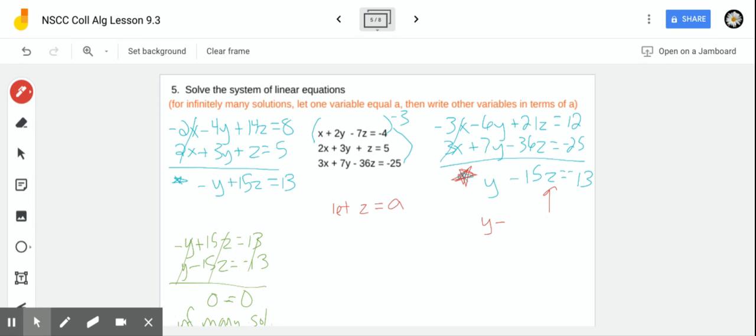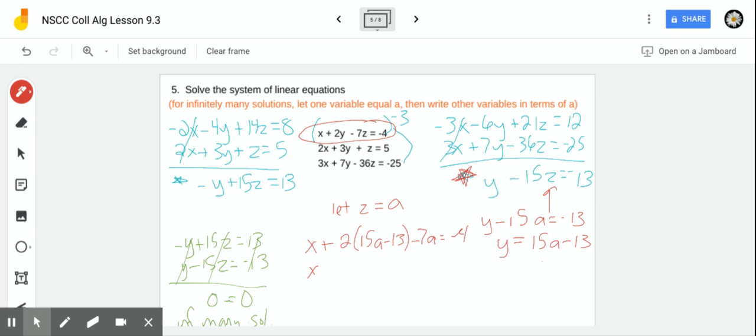So when we plug that in, we get y minus 15a equals negative 13. And we can solve that for y, 15a minus 13. So now we have z in terms of a, and we have y in terms of a. We also need x in terms of a. So go back to one of your originals. I'm going to pick the first original. And we're going to plug in what we have. x plus 2, and then y is 15a minus 13, and z is a.